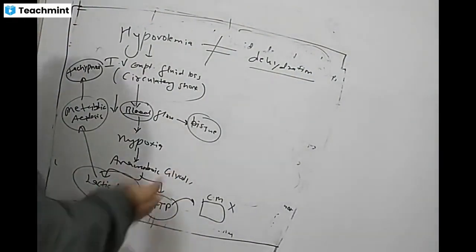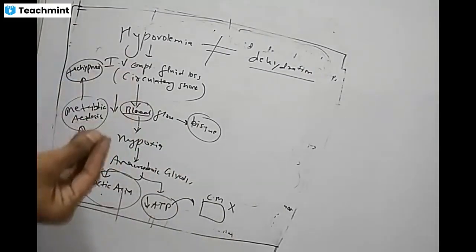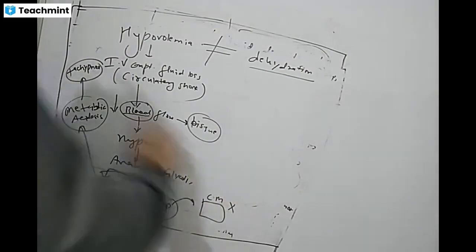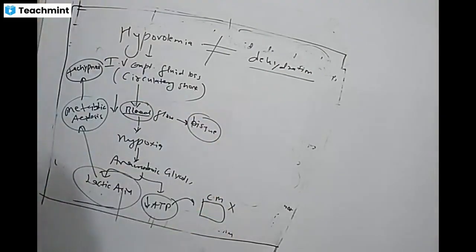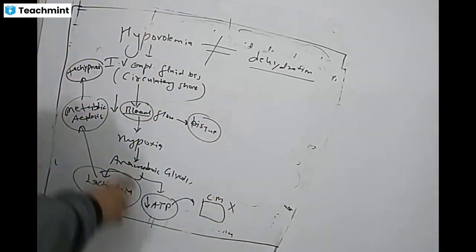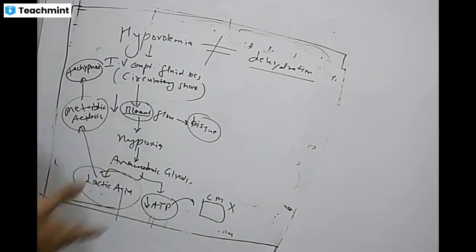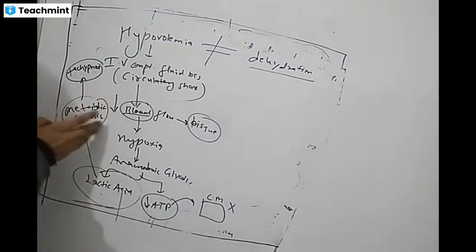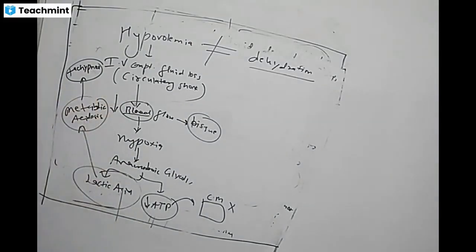And because of less ATP, the cell membrane pumps, which are ATP dependent, like sodium-potassium ATPase, will not function. The function of the cell membrane will be disturbed. One product is also formed, like acid. This acid may lead to acidosis, and because of acidosis, respiratory rate increases, tachypnea. So this is related with hypovolemia.